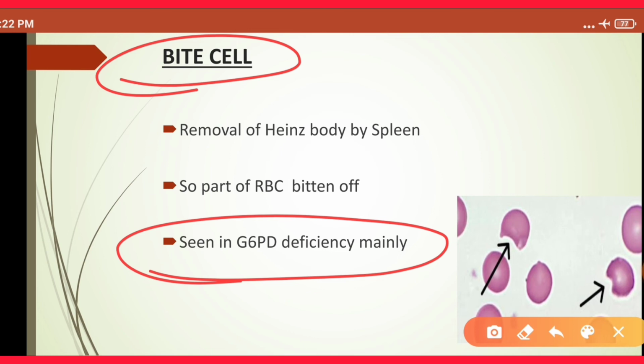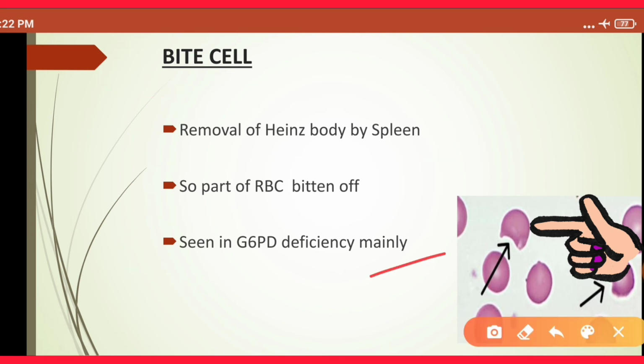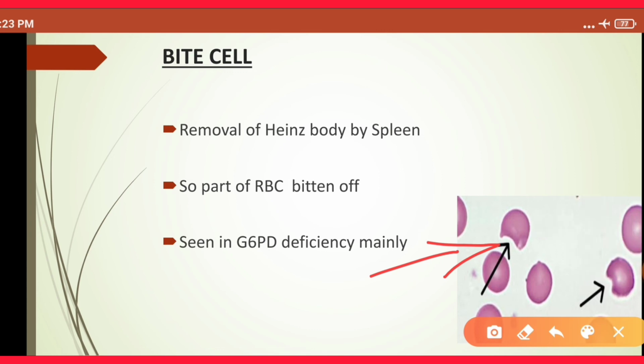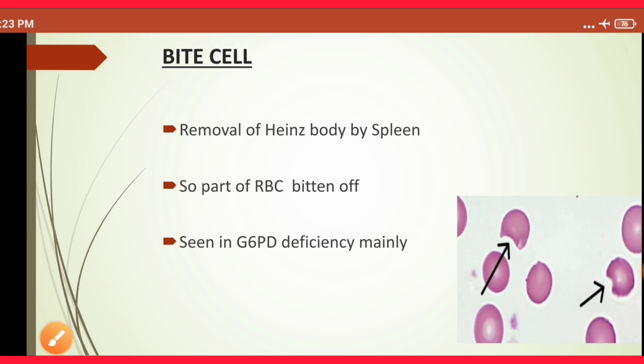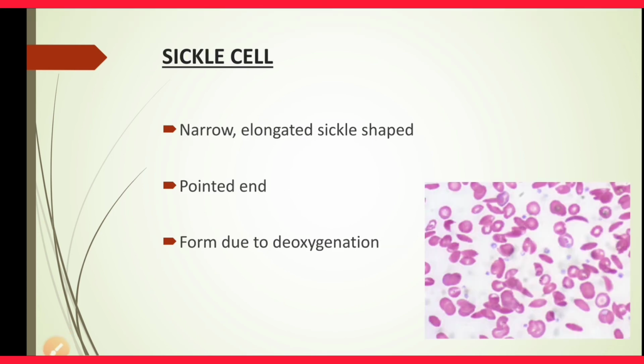If you have G6PD deficiency, then the patient cannot withstand the oxidative stress, and they will have denatured hemoglobin, which is Heinz body. It will get removed by the spleen, and so you will have an appearance like that RBC is bitten off. You can see that RBC is bitten off, right? This is your bite cell. RBC looks like it is bitten. So bite cell is seen in G6PD deficiency. We will discuss it in detail whenever we are discussing G6PD deficiency.